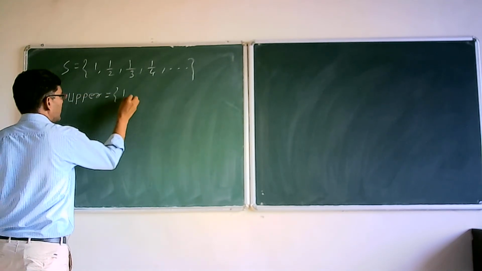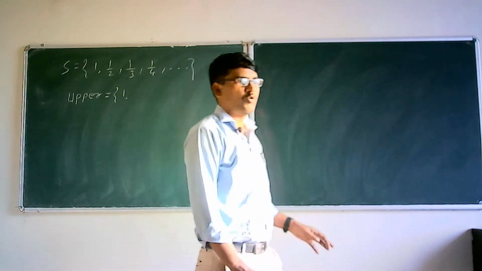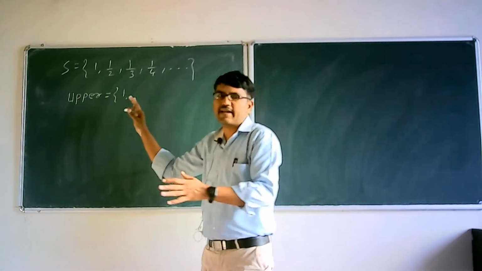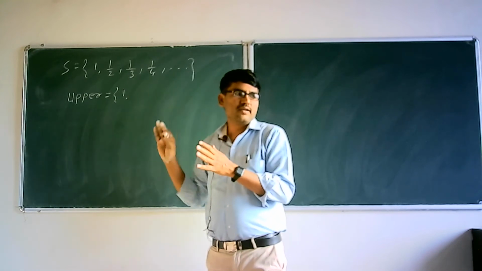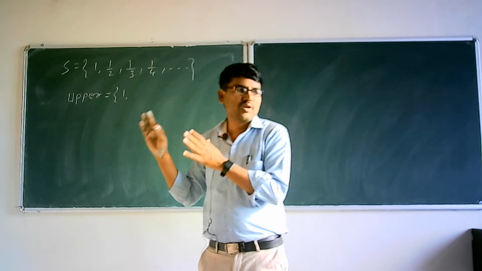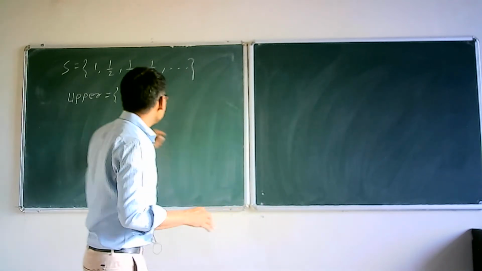Upper bounds are 1. All the numbers which are greater than or equal to 1 are upper bounds for this set, because all these numbers in the set are less than or equal to 1, and any number greater than or equal to 1, that is 1.1, 1.2, 2, 3, 400, they are all upper bounds.